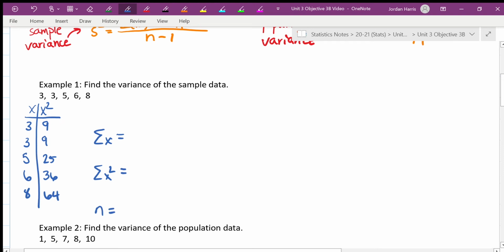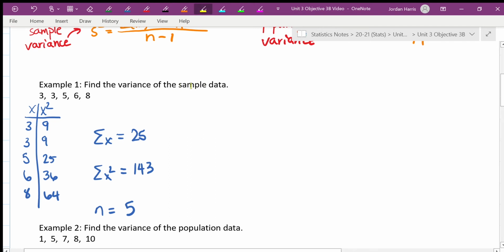The sum of x, I add up my x values: 3 plus 3 plus 5 plus 6 plus 8, 25. The sum of x squared, I square each one and add them up: 9 plus 9 plus 25 plus 36 plus 64. And then n, how many are there? 5. It doesn't matter whether it's a sample or a population at this point. That part is exactly the same every time.